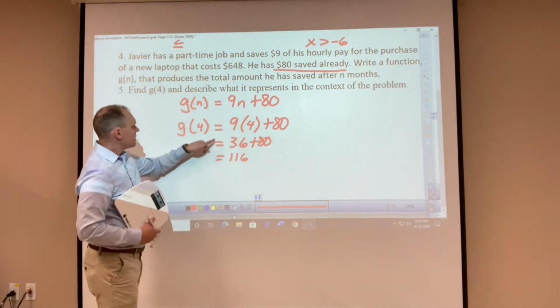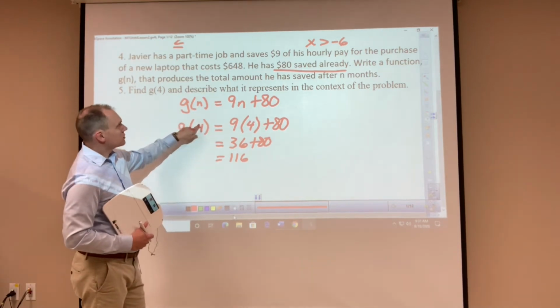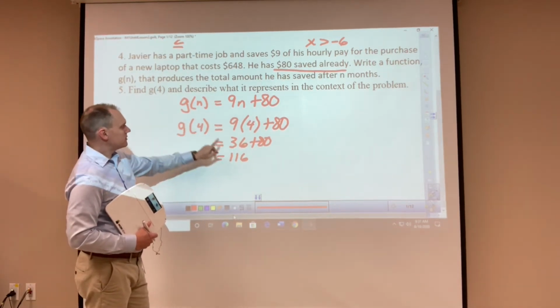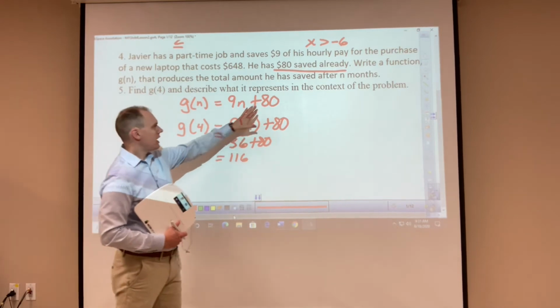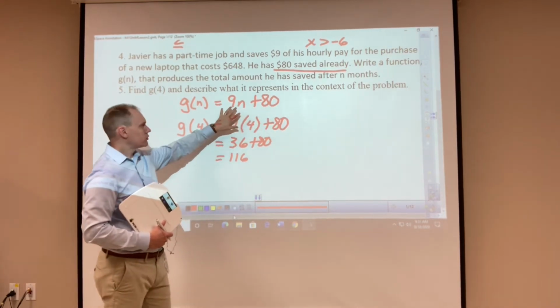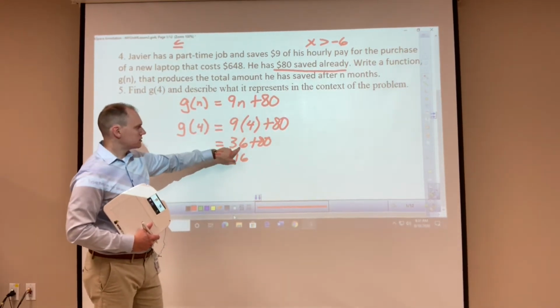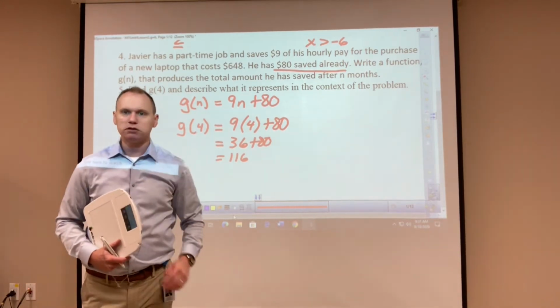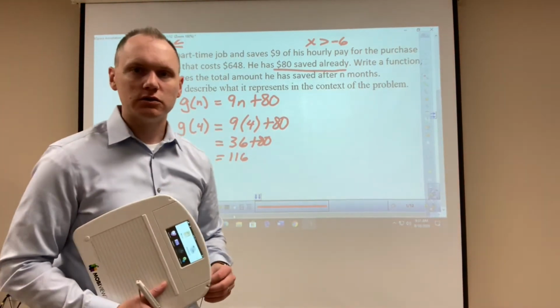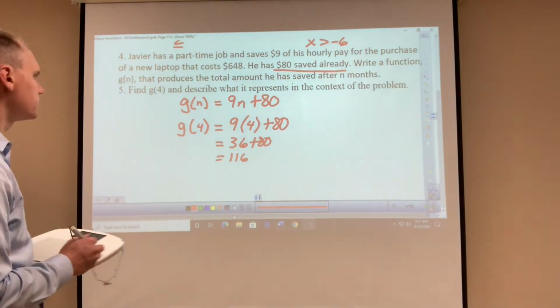So that means after 4 hours of work, he has saved 116 total. So 80 that he already has, plus working 4 hours, he earns 36, making a total of $116 that he saved. So that's what that represents in the context.